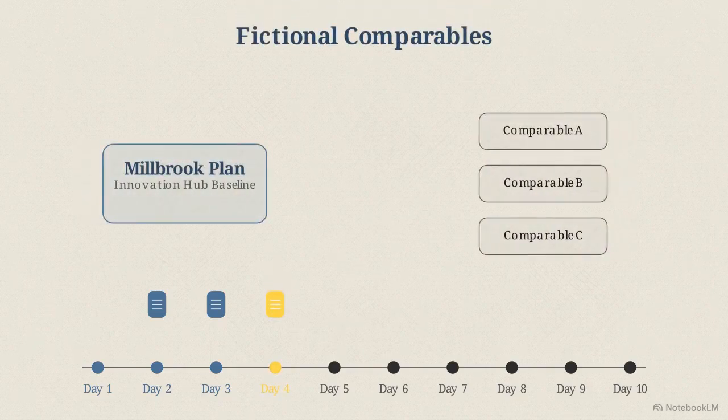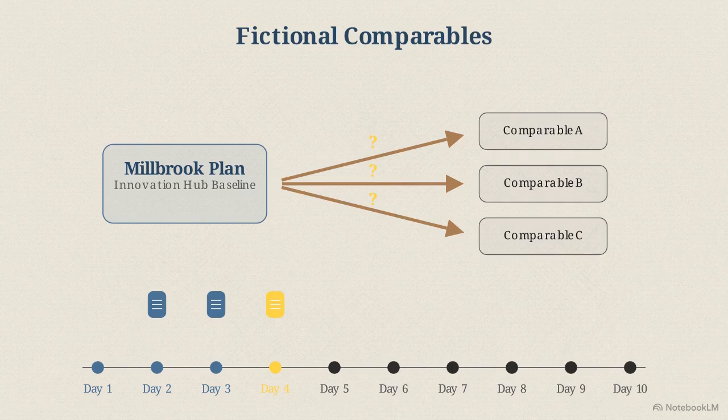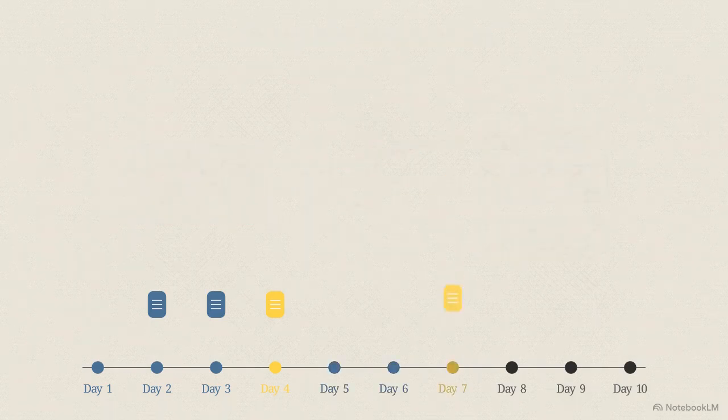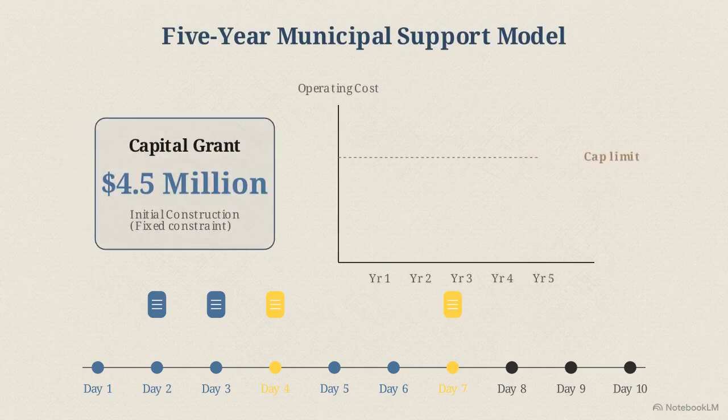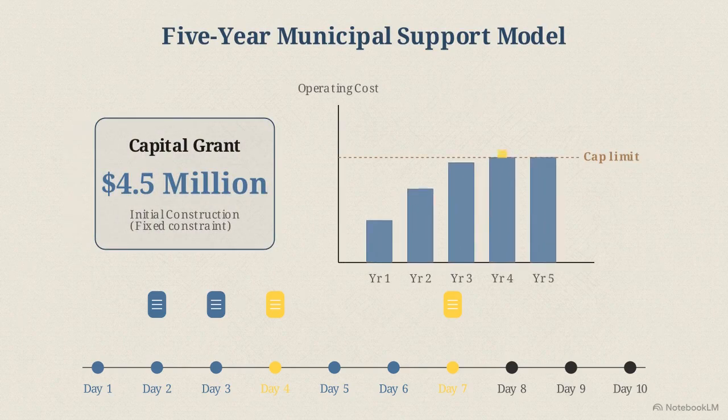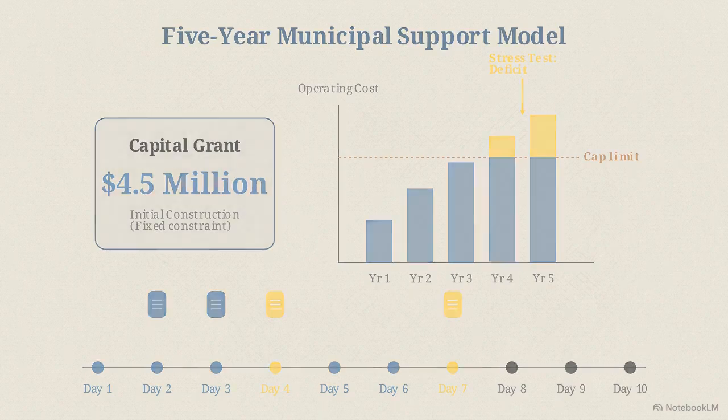For example, on Day 4, you unlock the fictional comparables. This introduces new variables that force students to re-examine their previous assumptions. On Day 7, the 5-year municipal support model drops into the timeline. This is a planned disruption that challenges the committee to justify the long-term costs of their favorite ideas.